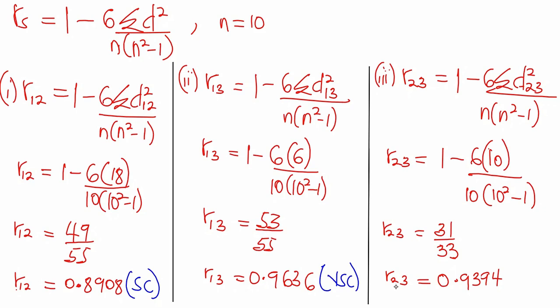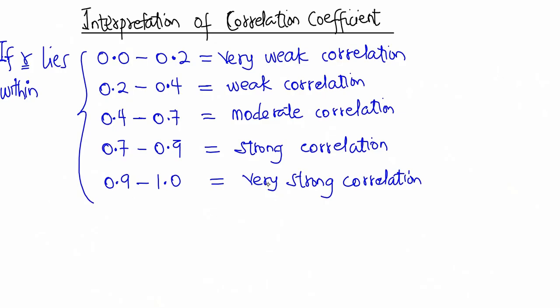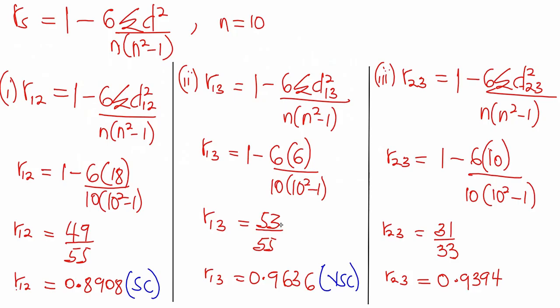Now we do the same for examiner 2 and 3, and their rank correlation coefficient was found to be 0.9394, which we can interpret as very strong correlation because it lies within the range of 0.9 to 1.0. So beside that value, for the rank correlation coefficient for examiner 2, 3, we can also write VSC, indicating that it is a very strong correlation.